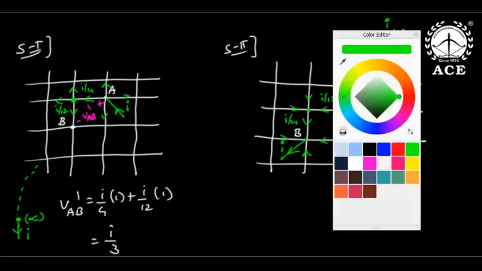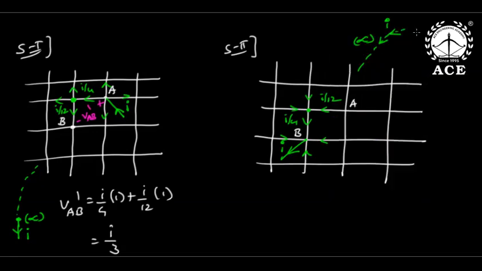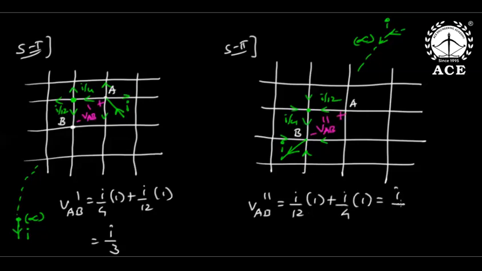But I want resistance from A to B, not B to infinity. So let this be another sub voltage, VAB double dash. Now what is this VAB double dash? It is equal to this voltage plus this voltage. What is this voltage? I by 12 into 1 plus this is again I by 4 into 1. So this again becomes I by 3.